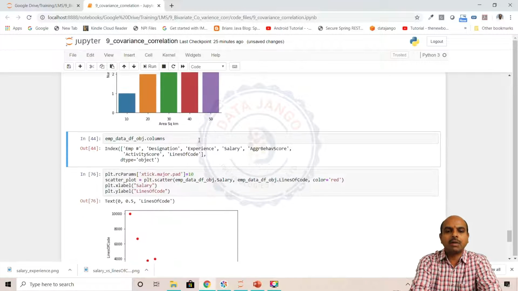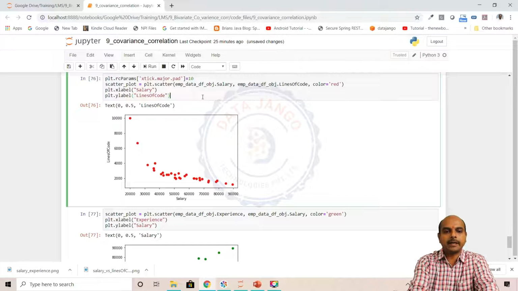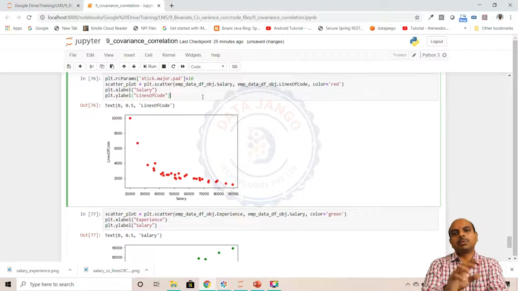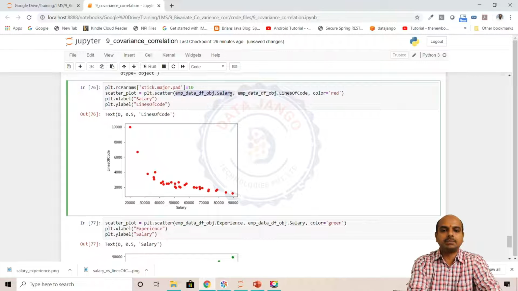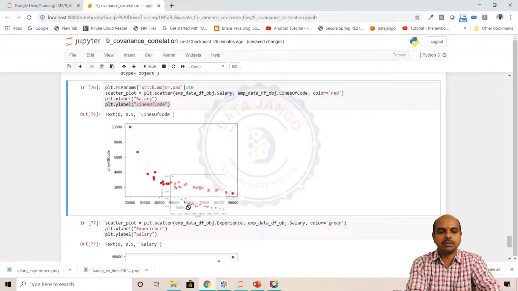And for our data set, the employee data set, if you look at the data, I have done a scatter chart because both are numerical values. The salary is a numerical value, and lines of code is also a numerical value. Then we have to do a scatter plot. So I have taken plt.scatter and passed the x object and y object, and then specified color as red, and plt.xlabel and ylabel, which gives you labels here, salary and lines of code.